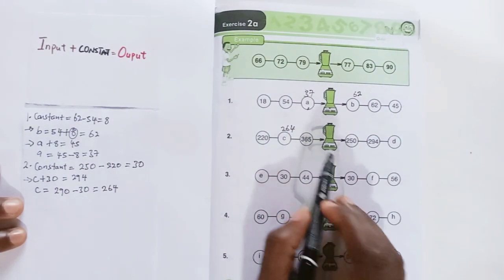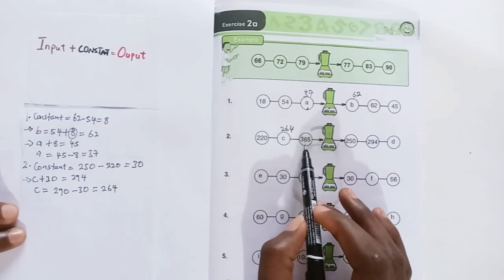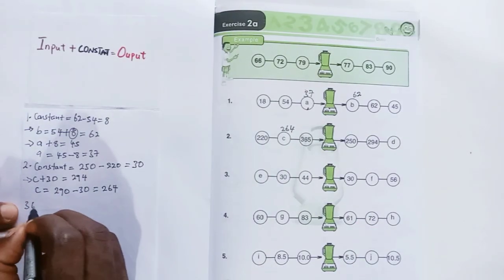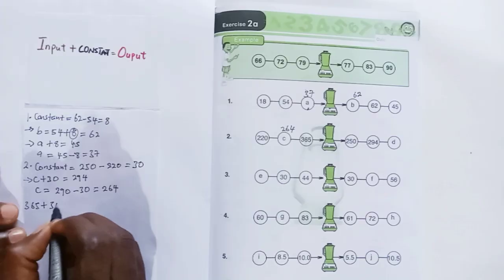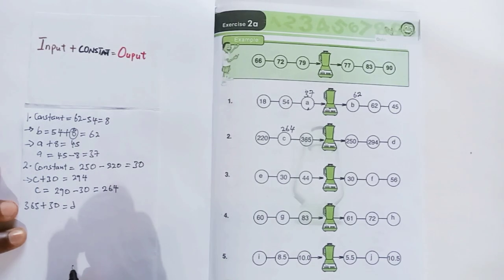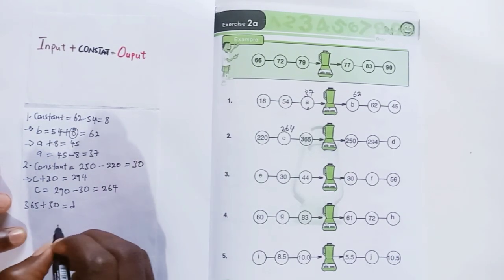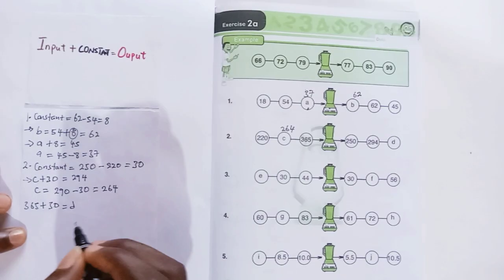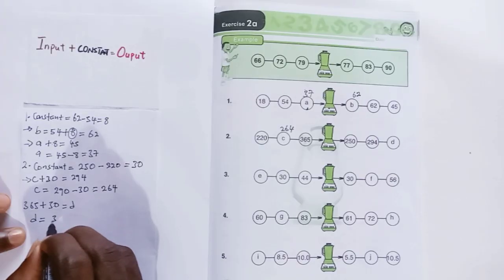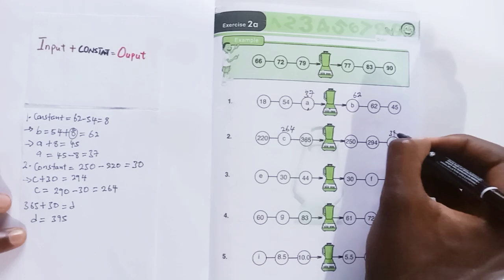Now finding D, you can see it is the third input and output. So 365 plus 30, that's our constant, will give us D. If we add it together, D will be equal to 395. So this one will be 395.